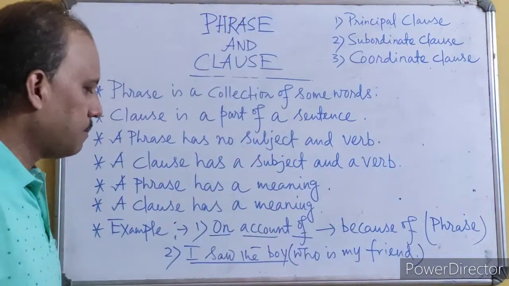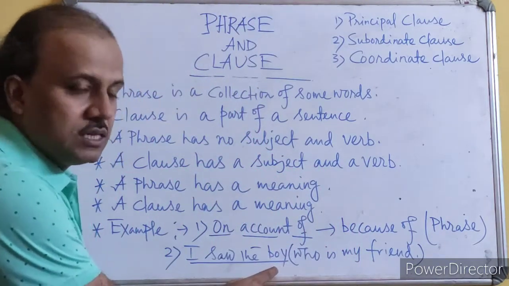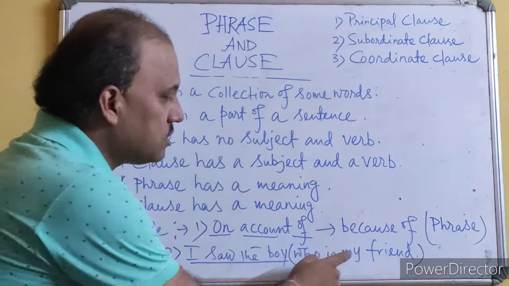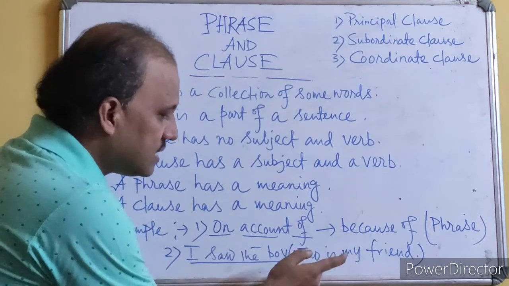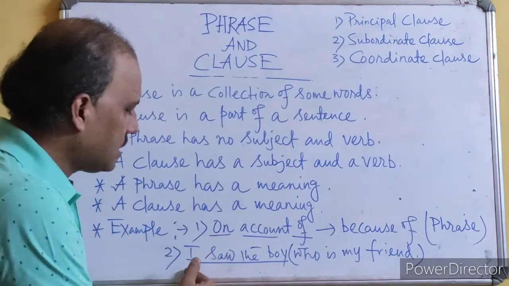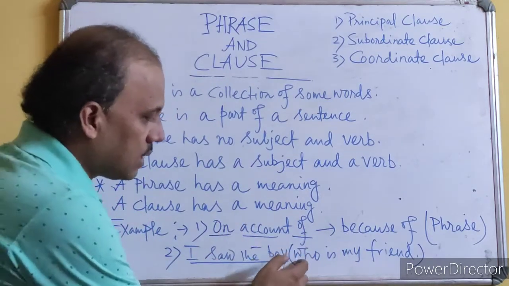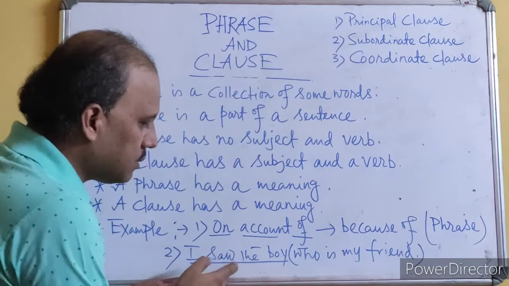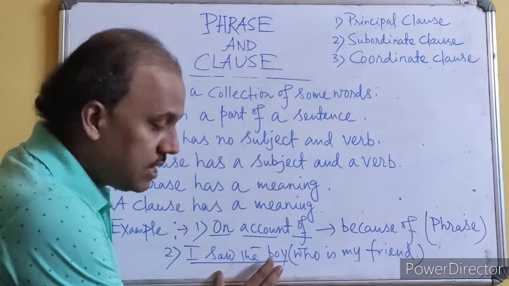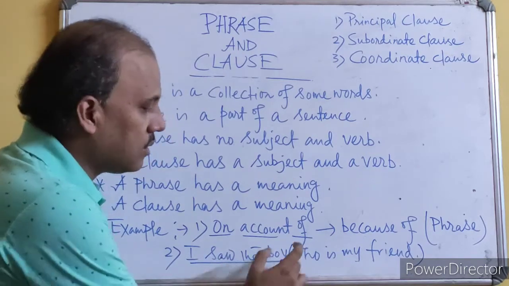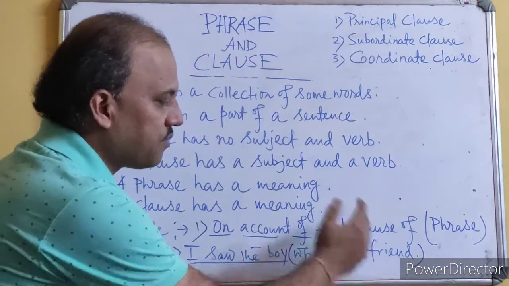Just look at the example. I saw the boy. This is the principal clause. And who is my friend? This is a subordinate clause. So who is my friend is entirely dependent on the part I saw the boy. So the subordinate clause depends on this principal clause. But I saw the boy can sit independently. It doesn't depend on the subordinate clause, who is my friend.